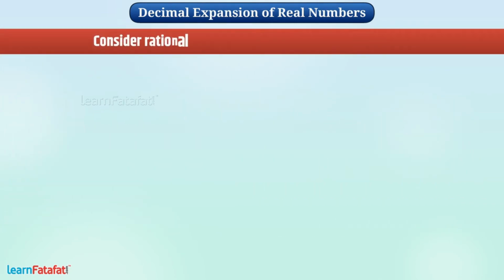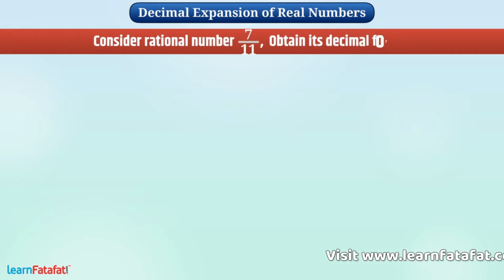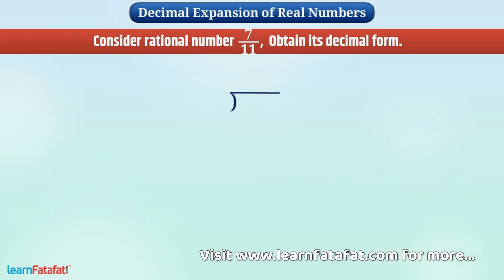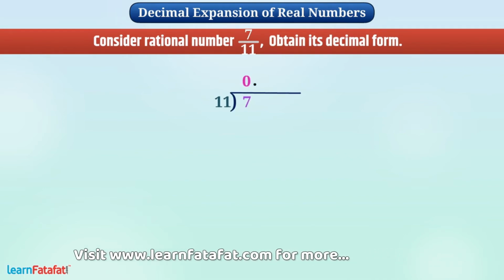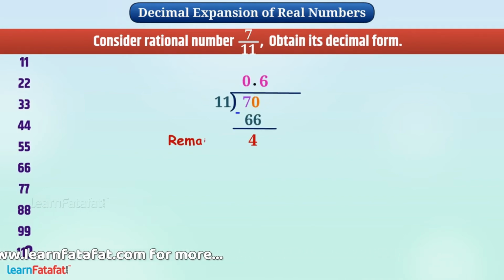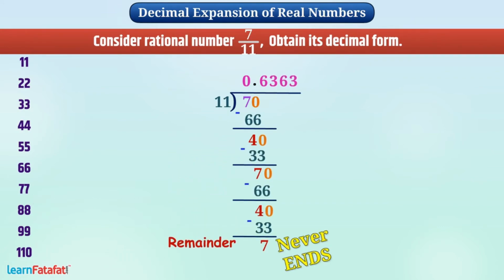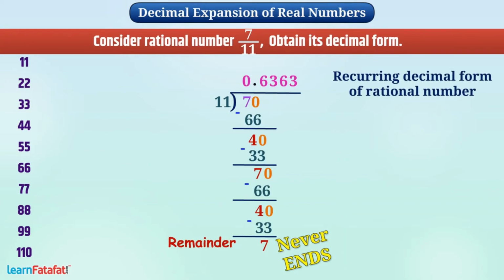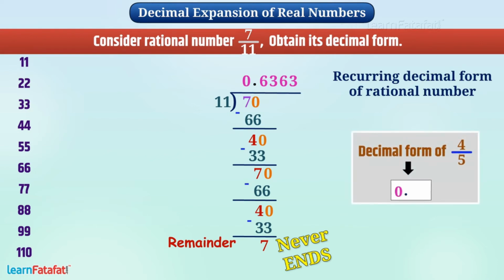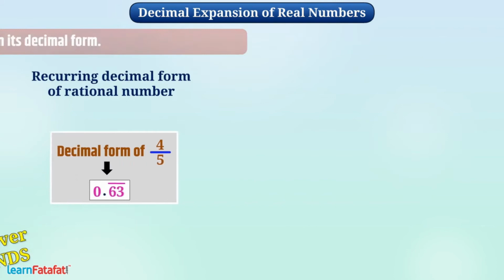Here is another example. Consider the rational number 7 by 11. Let's obtain its decimal form. Dividing 7 by 11 in the same way, you will observe that digits 6 and 3 are repeated in the decimal form. So, this is also an example of recurring decimal form of a rational number. We represent it by writing 0.63 with a dash above 6 and 3.